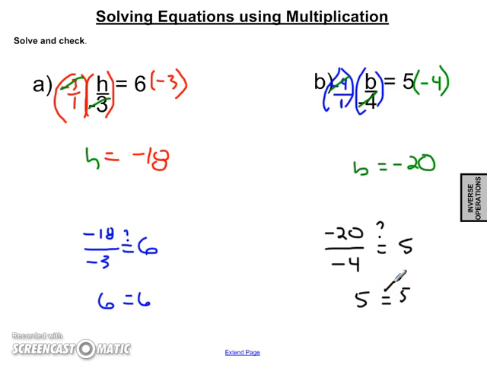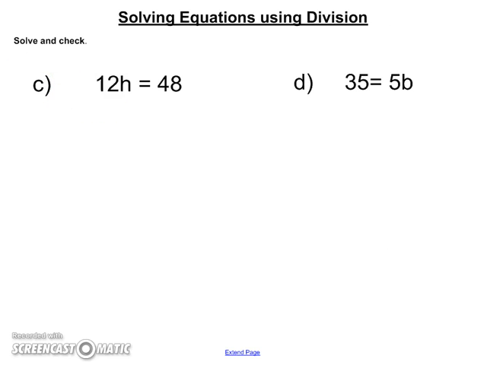Okay. So we have to undo multiplication with division. We have to undo division with multiplication, which is what I should have said here, because that was what was going on. We had divide, so we multiply. We're going to go the other way now.